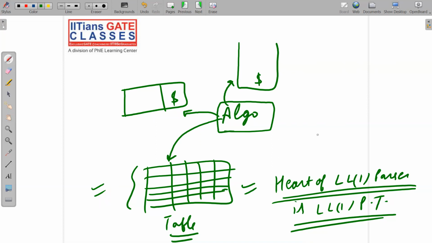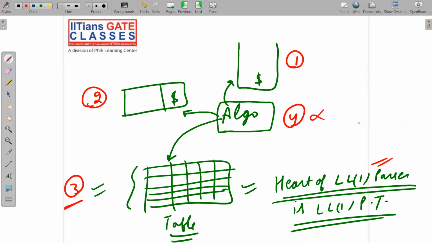So finally, the conclusion is this. We have 4 parts in the LL1 parser, and most parsers have all these 4 parts only. First part is the stack. Second part is the input buffer. Third part is the table, and fourth part is the algorithm. The table is the most important part. Many questions have been asked about the parsing table only. No question has been asked for the algorithm. Either 1 or 2 questions you may find regarding the algorithm, but most of the questions will be regarding the LL1 parsing table only.